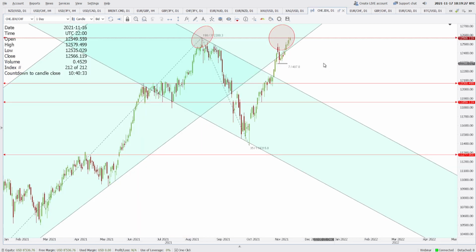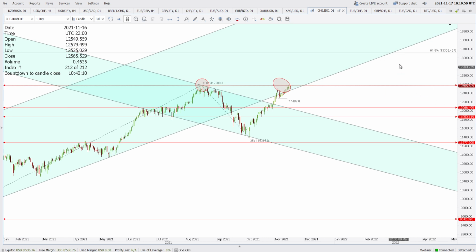Swiss index seems to be breaking out of the previous highs. Previous highs were around 12,572. Now this high has been broken today, and yesterday the price made a high of 12,576. Today the price made a high of 12,579, and if we see a closing above 12,572, it will open up the way for 13,308.